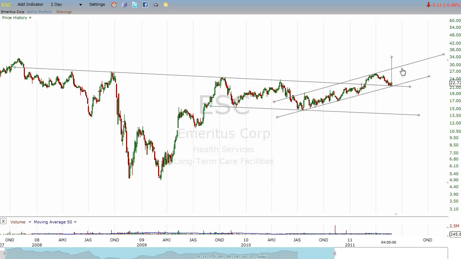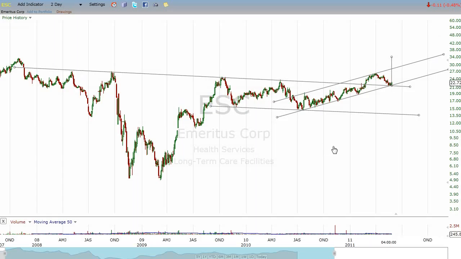In the long range view of things, this pattern's pretty big. If it has its say, then Emeritus has a long way to go beyond just this small implication of the height of this consolidation here.